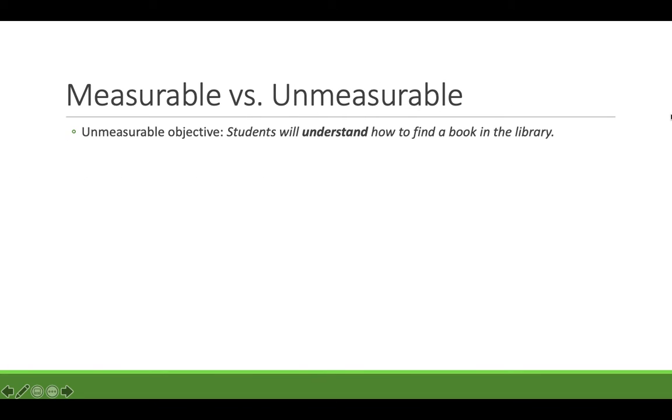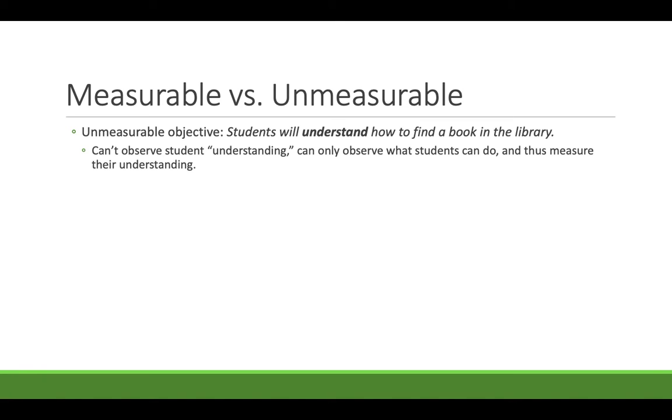All right. So you'll see a lot of learning objectives out there that are actually unmeasurable. This objective is unmeasurable. We cannot observe whether a student understands. The head is kind of a black box in some ways. We can only observe what students can do, and by observing what they're doing, then we can measure their understanding. So understand alone, not measurable. But we can make this measurable.